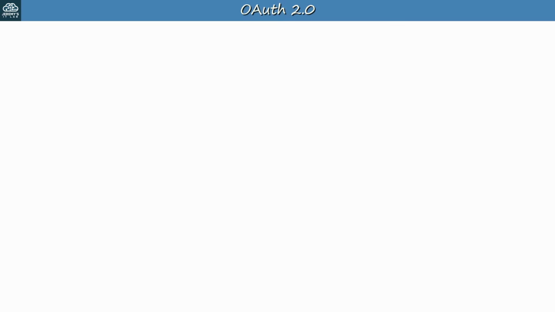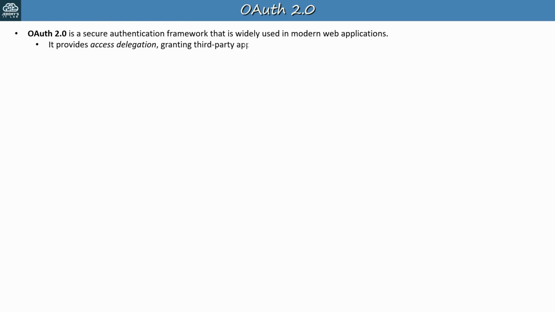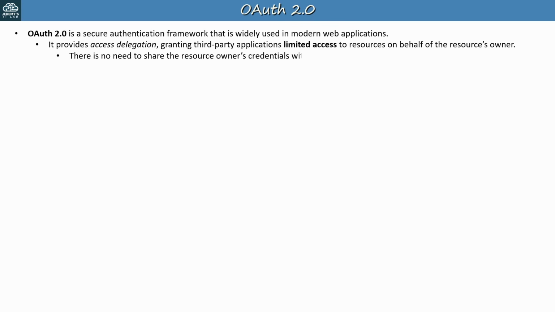Finally, we move on to OAuth 2.0. It's a secure authentication framework that is widely used in modern web applications. Its overall purpose is different from the other methods we've looked at, in that it provides access delegation, granting third-party applications limited access to resources on behalf of the resource's owner. The main benefit is that there is no need to share the resource owner's credentials with the third party.